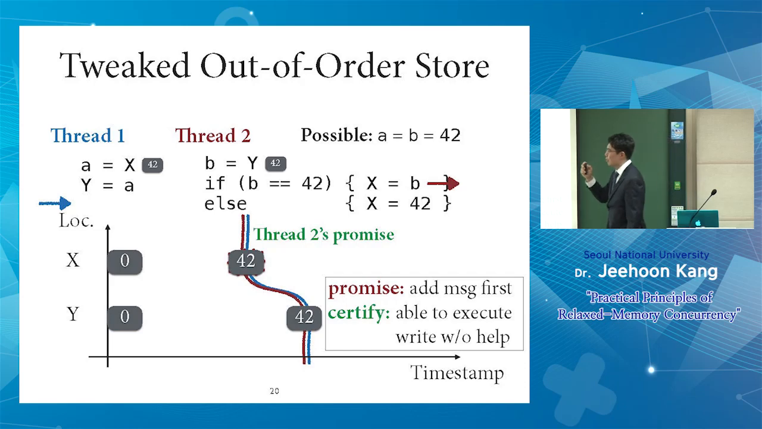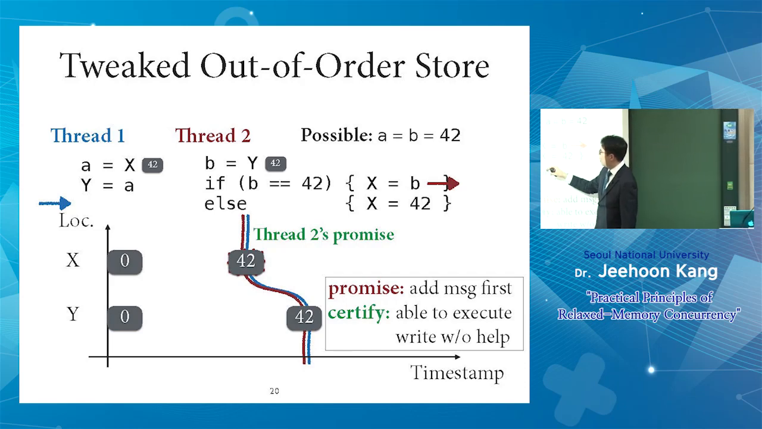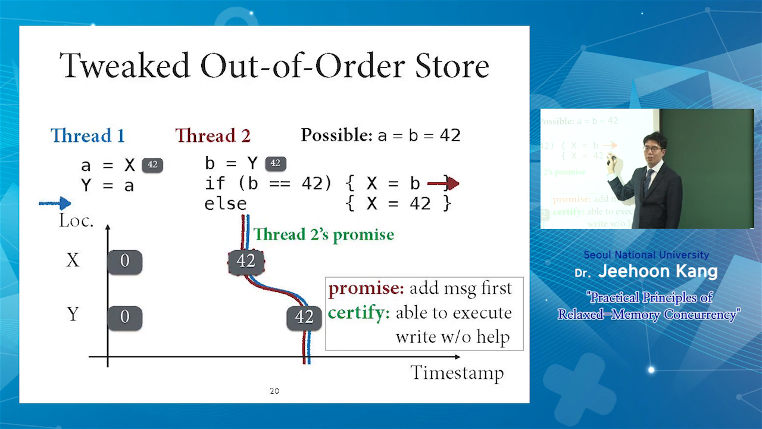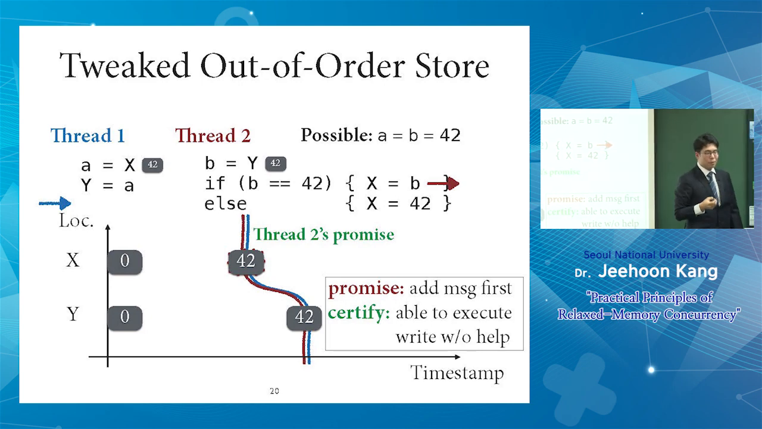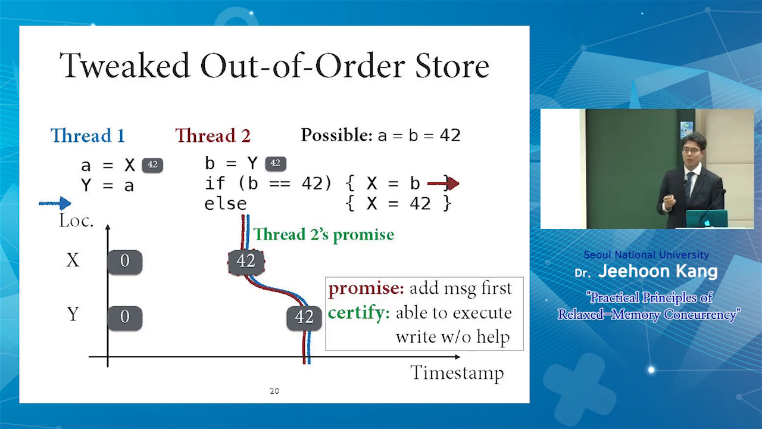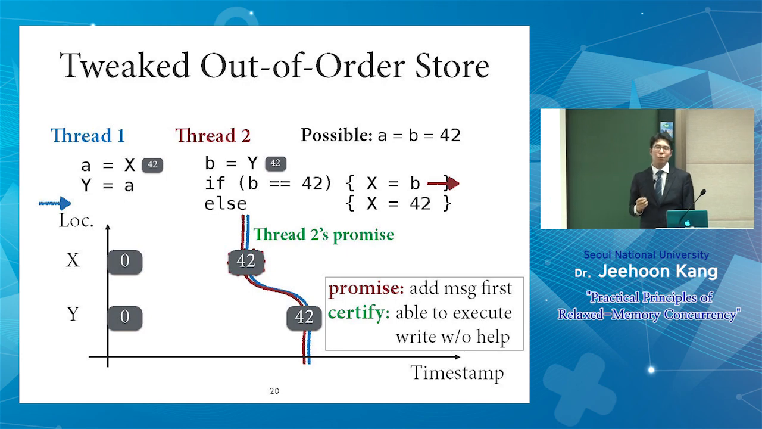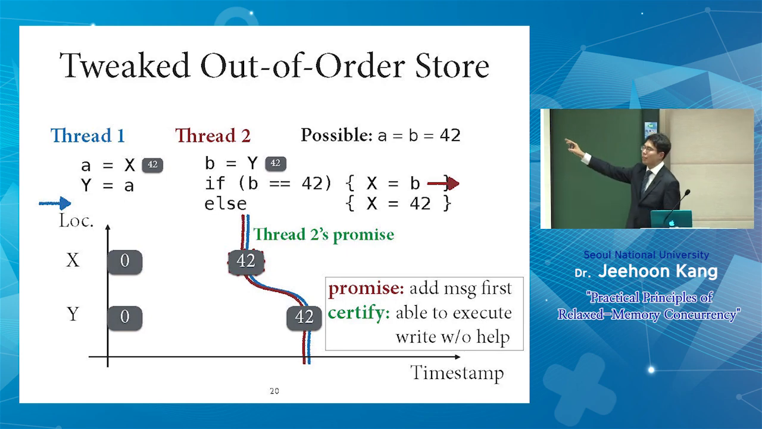Now, it's crucial to note that the normal execution diverges from certified execution. In certification, you went to this else branch and executed this instruction. But in normal execution, you went to the then branch and then executed this instruction. This ability to diverge from the certified execution is precisely the reason why promise allows this tweaked example.